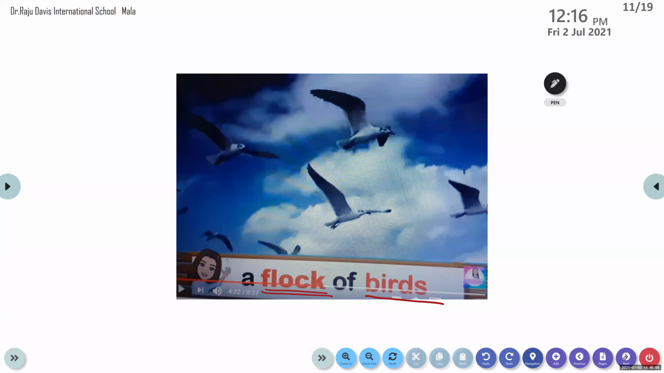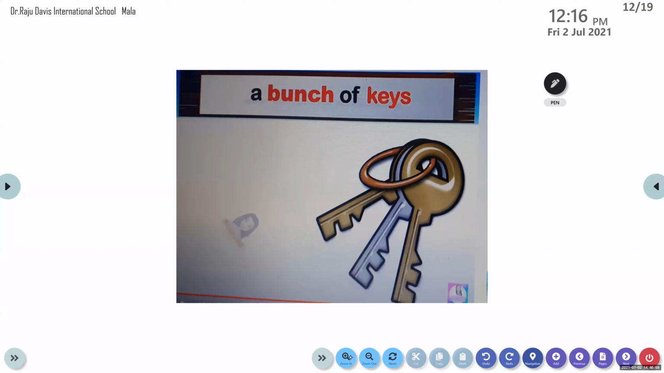Okay, now let's move on to the next one. See here, we have seen a bunch of grapes, and even for keys, we use the same collective noun, that is, a bunch of keys and a bunch of grapes. Clear to all of you? I hope it's clear.